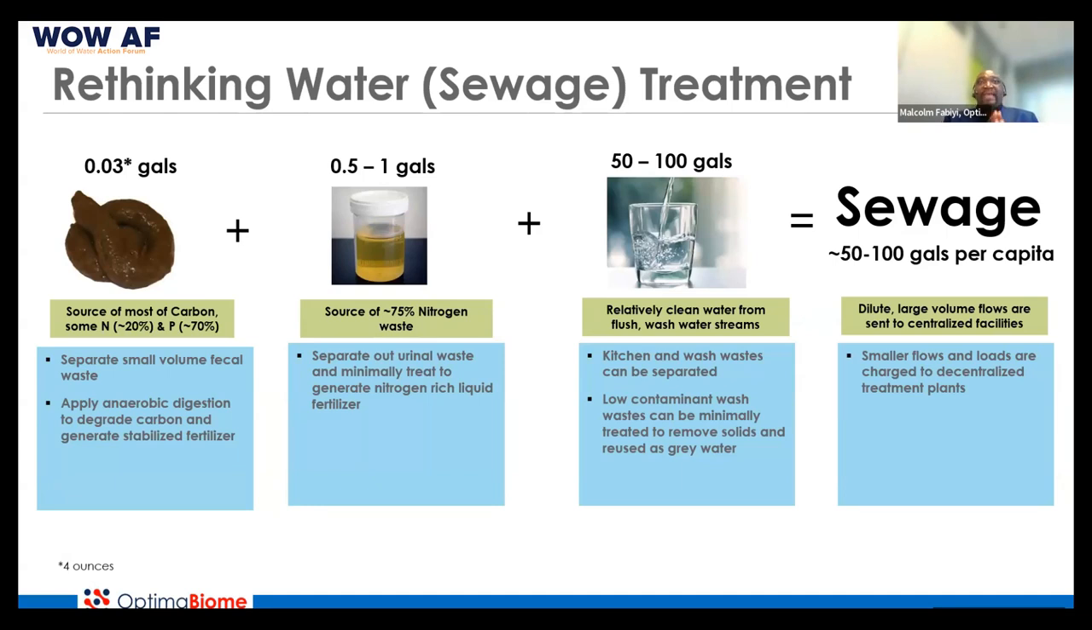And then could we take this relatively clean water from wash waters and dishwashers and things like that, and just do some minimal treatment at a household level and utilize it as gray water? Could we take that and use it to flush toilets rather than clean water as a flush? So these are some things that can be done.